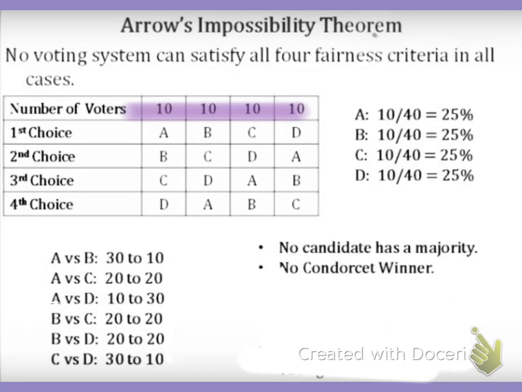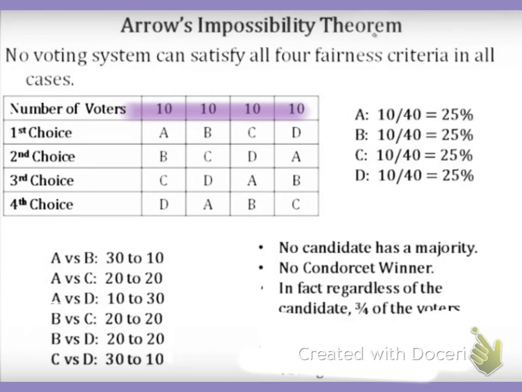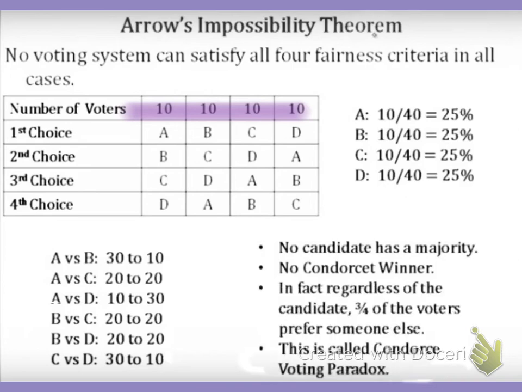So there's no Condorcet winner because on the one-to-one matchups, nobody wins all of them. And in fact, regardless of the candidate, 3/4 of the voters actually prefer somebody else, right? So if 10 voters prefer A, there's 30 that prefer another candidate. So 3/4 actually prefer the other candidate. And this is called the Condorcet voting paradox.